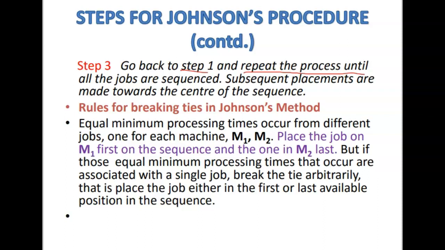Equal minimum processing times occur from different jobs, one for each machine, machine 1 and 2. The case you are trying to look at. That means if you have the equal minimum processing time, you have 3 hours processing time on job 1, which is on machine 2. Then the 3 processing hours, we also have it on job 4, which is on machine 1. That means there's a tie. We say, well, place the job on machine 1 first on the sequence and the one on machine 2 last.